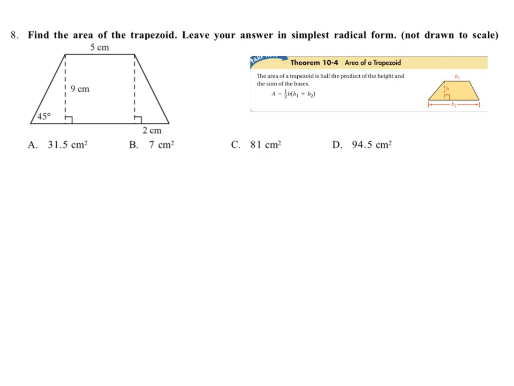Okay, we're finding the area of a trapezoid. So I put in the area of a trapezoid formula from theorem 10-4, which is 1/2 height times the base 1 plus base 2. Base 1, I'm going to do the bases in orange here. Okay, base 1 and base 2. But uh-oh, we don't actually know what that whole thing is. Or don't we? Let's fill in information that we know.